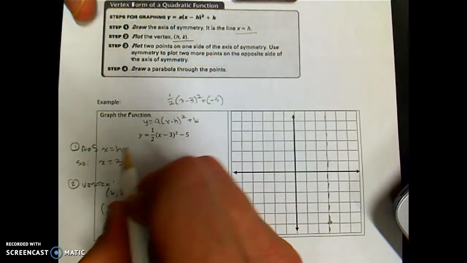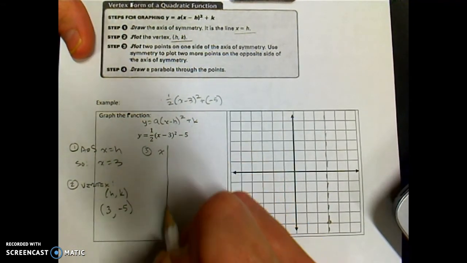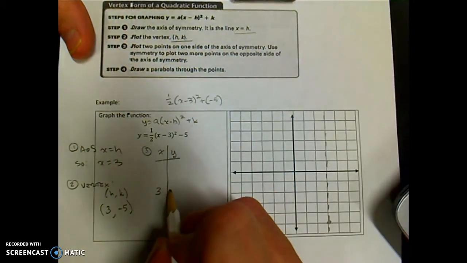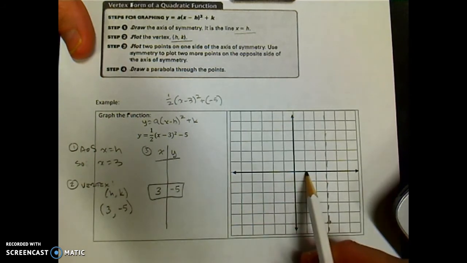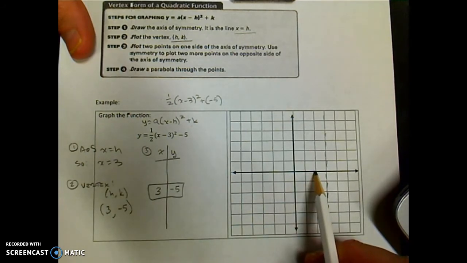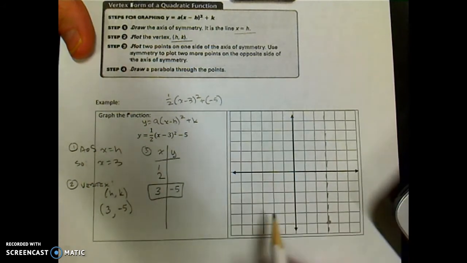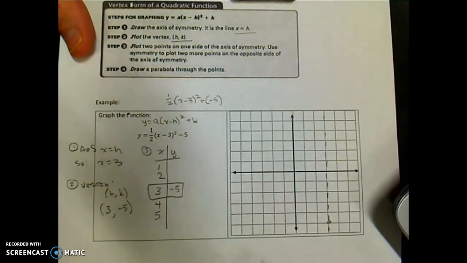So now that we have our axis of symmetry and our vertex, it's time to make a table of values. I know that my vertex happens when x equals 3. The y-coordinate is negative 5. Now I need to fill in the rest of these values. 2 points to the left of my axis of symmetry, 1 and 2. 2 points to the right, 4 and 5.